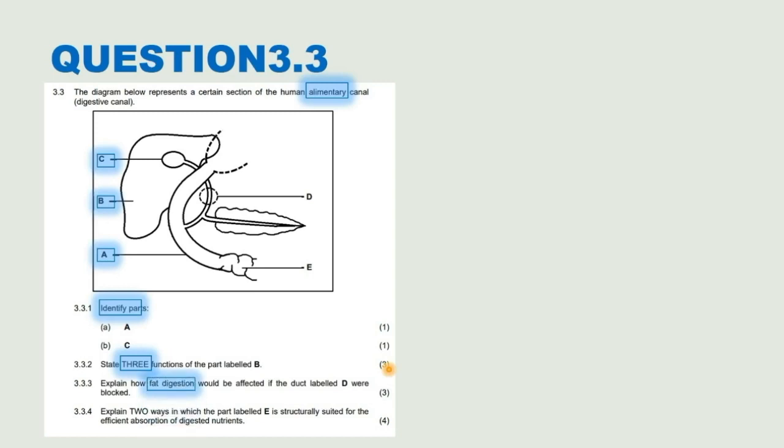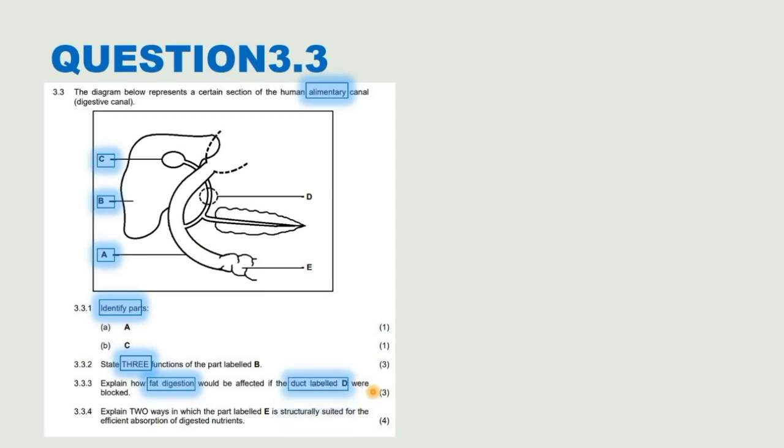Question 3.3.3, explain how fat digestion would be affected if the duct that's labeled D were blocked. Over here you will see there's D, so that's if I have a blockage over there in label D. That means it's going to affect the bile that's stored in the gallbladder, because remember the bile is produced in my liver, it's stored in the gallbladder. Then bile will move into the small intestine for the digestion of fat. But now the duct is blocked. So that means no bile can then enter into the small intestine.